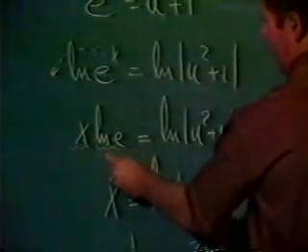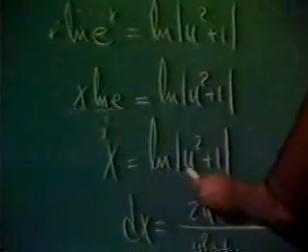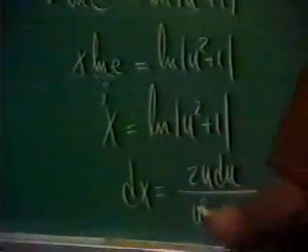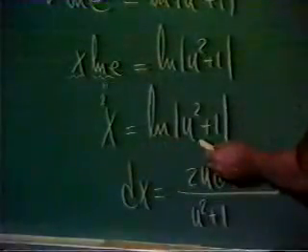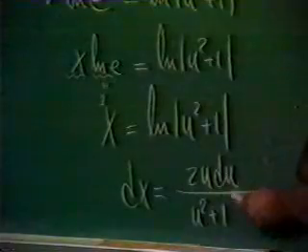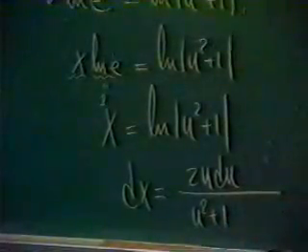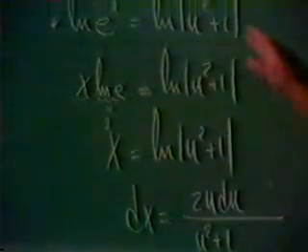The log of e is 1. So we have x equal to the log of u squared plus 1. Therefore, dx, the derivative of this side, would be equal to the derivative of this side. That says dx is 2u du all over u squared plus 1. Now, we go back and make our replacements.